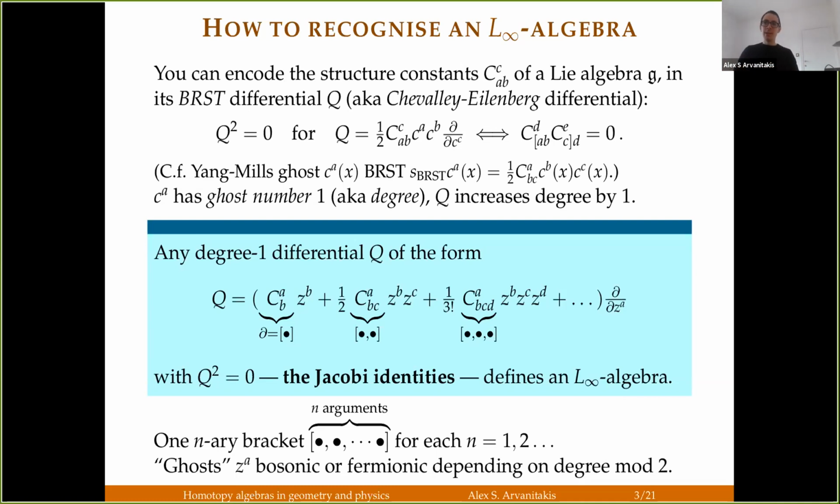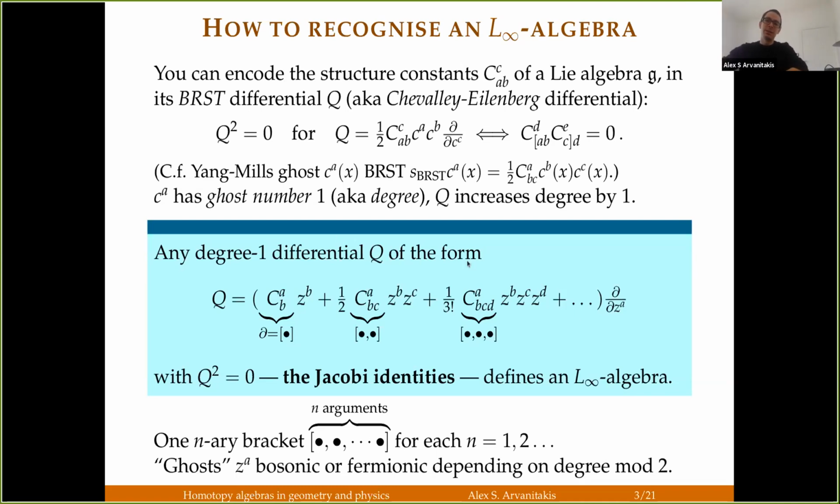So an L-infinity algebra is what happens when you generalize this to a Q operator, well, a vector field, or formal vector field, that depends on ghost variable z of any degree. They can be bosonic or fermionic, and which has a Taylor expansion around the point 0 that looks like this. So the Taylor coefficients are the structure constants of the L-infinity algebra by definition.